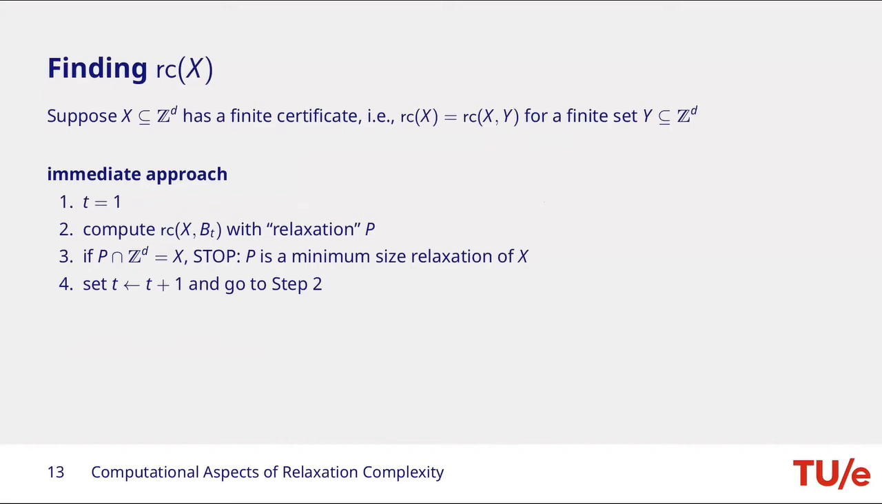Well, a very naive approach is just to use the procedure that I've mentioned before. We have a counting parameter t. We compute the relaxation complexity of X with respect to this box pt, together with the corresponding relaxation. Then, of course, we can check whether this relaxation is actually a relaxation with respect to the full integer lattice. If this is the case, we found a relaxation of our set X of minimum size. And otherwise, we increase this value of t and iterate the procedure. And at some point of time, we hopefully find the relaxation complexity. And the big question is, of course, how can we efficiently compute this second step?